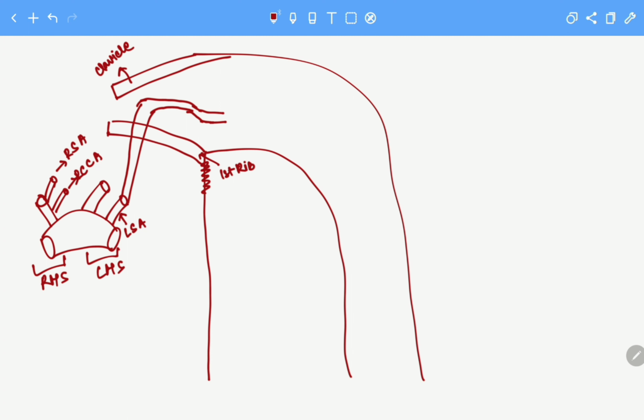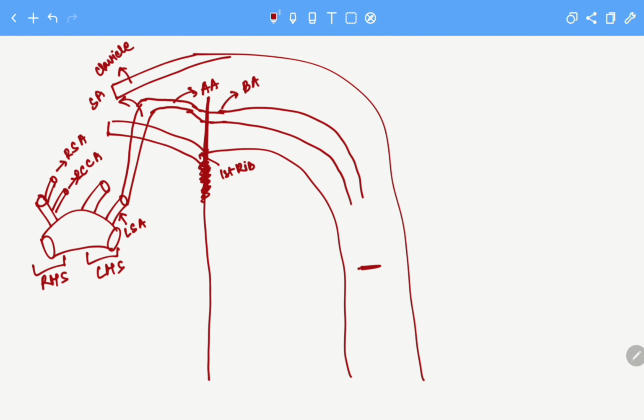Now here we have the teres major muscle. So here we have the subclavian artery. Then it's past the clavicle and the first rib. It's the axillary artery. Now this is the teres major. The axillary artery has passed the teres major here. So here onwards it's called the brachial artery. Now the brachial artery will go into the arm.